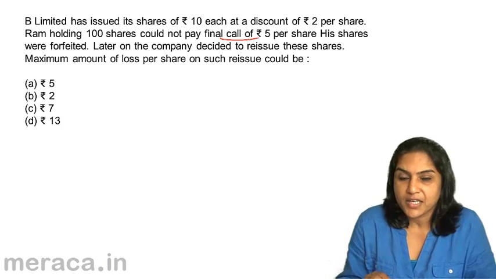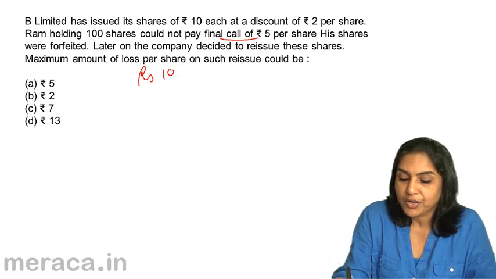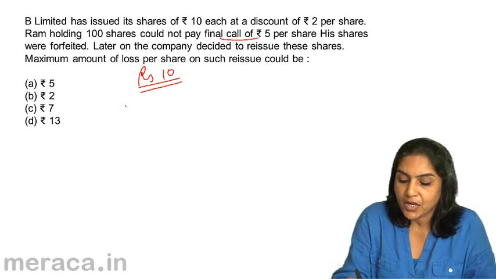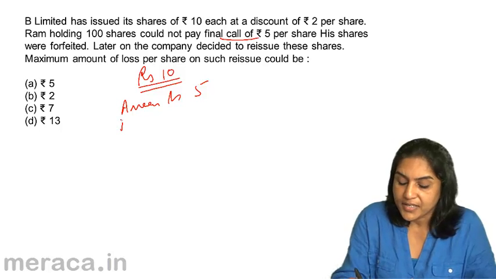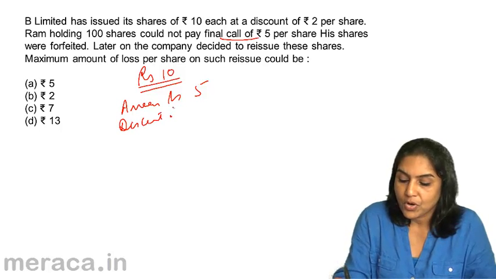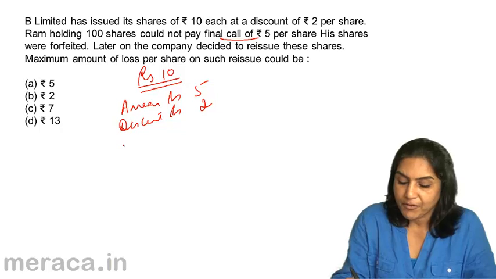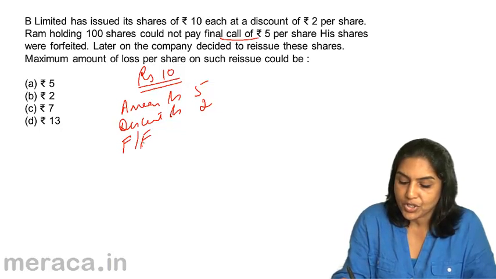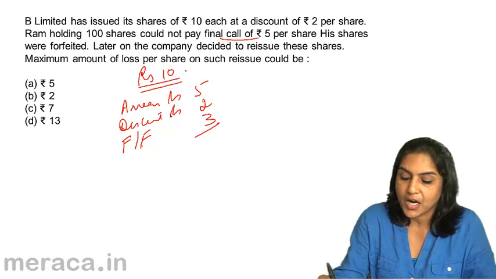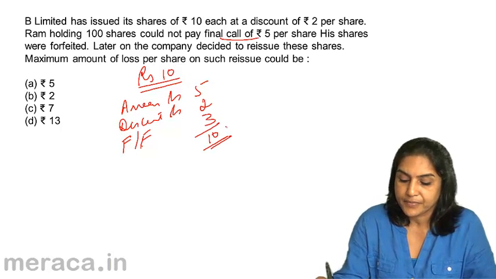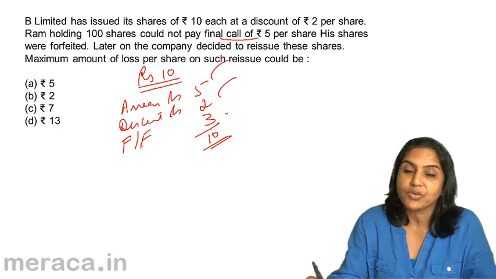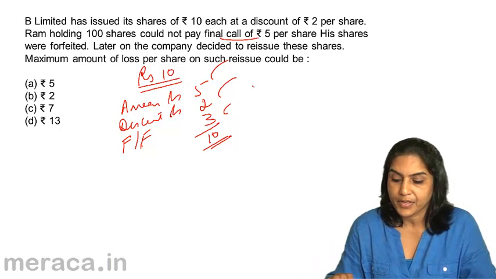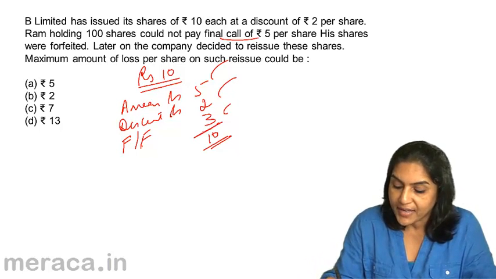Final call was made. It's a fully called up share. You're talking of a rupees 10 share. Final call in arrears is rupees 5. Okay. There is a discount of rupees 2. Therefore, the amount which must have been paid, the forfeited amount, should logically be 3, accounting for the full 10. 5 in arrears, 2 is discount, therefore 3 must have been paid. So this is our net gain.